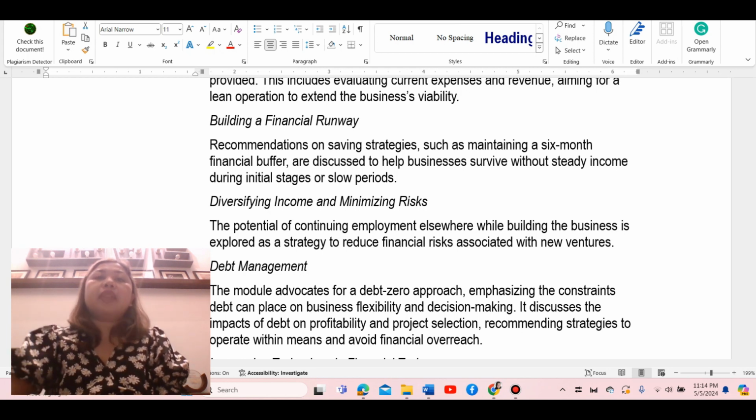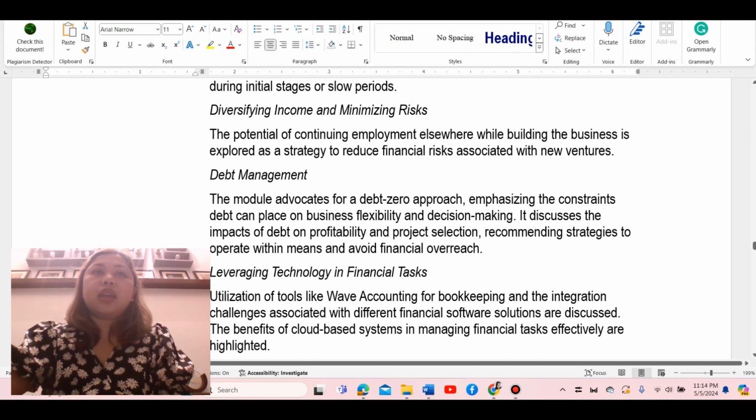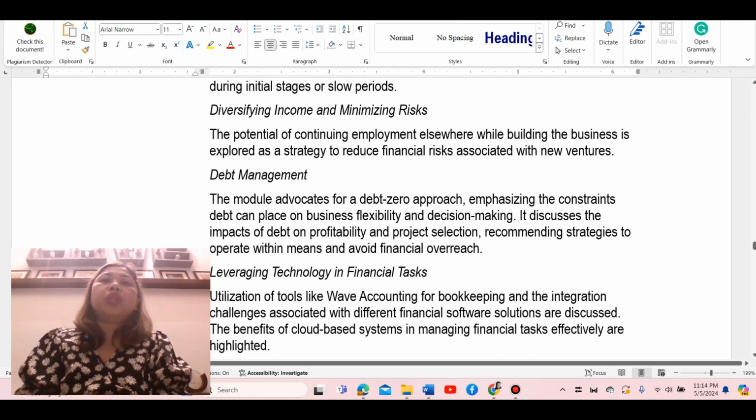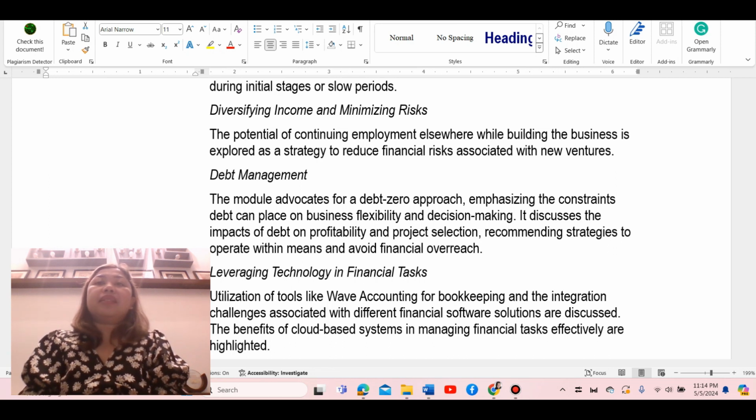Diversifying income and minimizing risk. The potential of continuing employment elsewhere while building the business is explored as a strategy to reduce financial risk associated with new ventures.